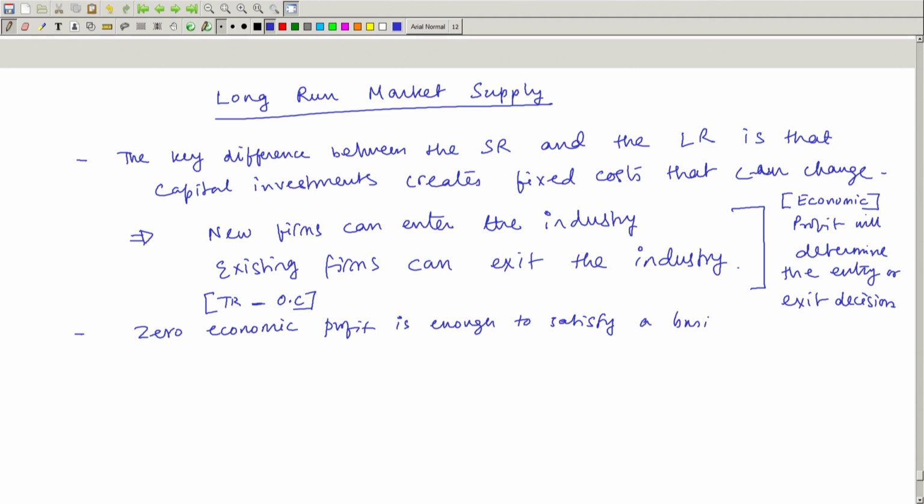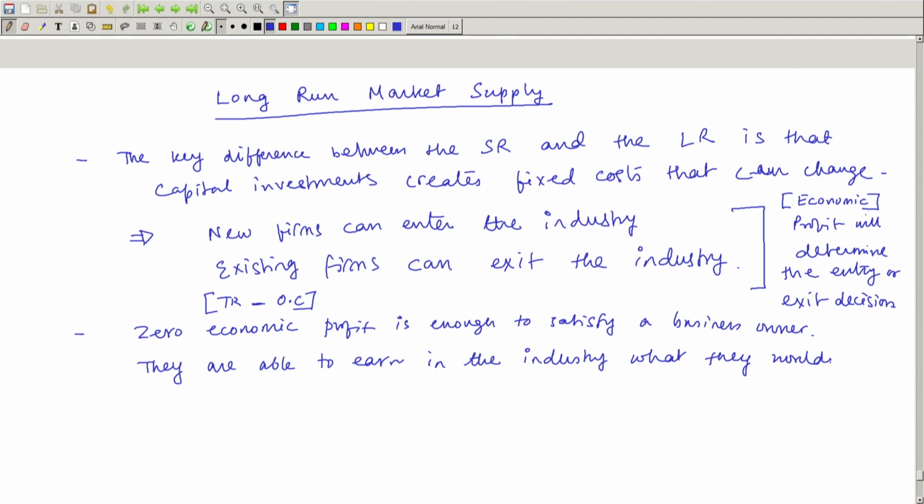a business owner, right. So, that essentially says that the returns that you are going to get from this industry is exactly identical to what you would have obtained had you deployed your capital elsewhere, right. So, they are able to earn in the industry what they would have earned elsewhere or in any other industry.